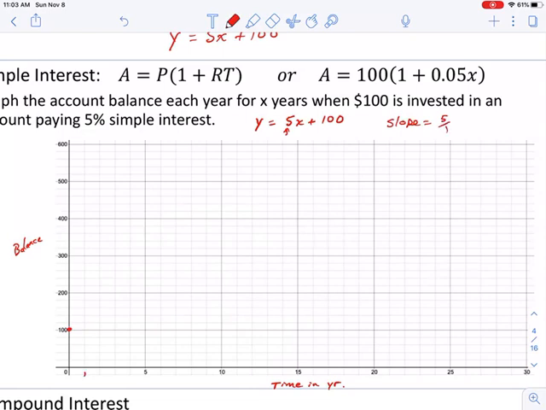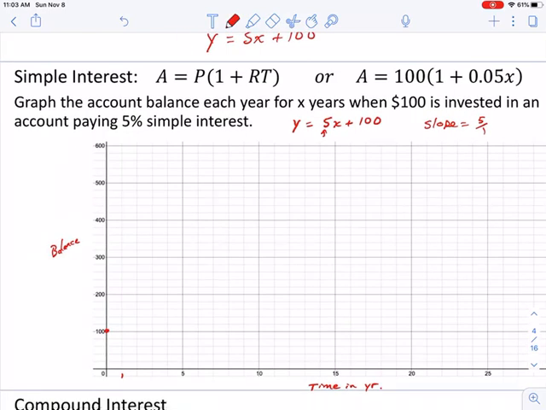So $5 every 1 year. So this is 1 year, so we have to go up $5. It's really hard to tell where going up $5 is. So let's skip ahead a few years, and if we were making an X, Y table for that so that we could actually graph it. So 0, 100.